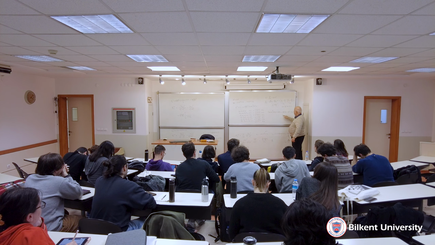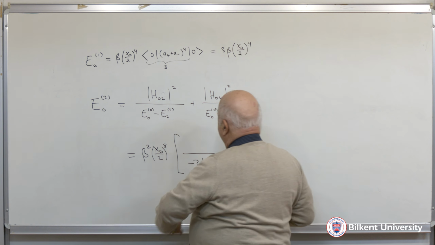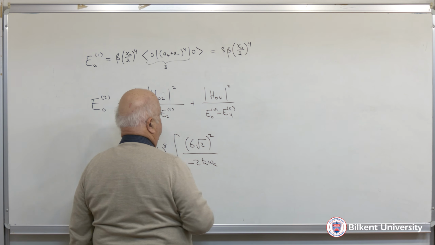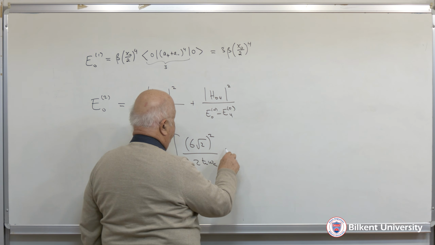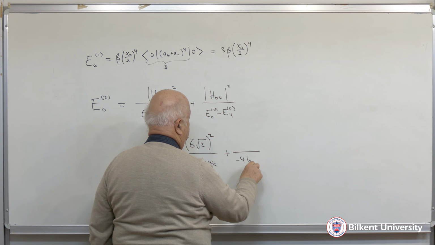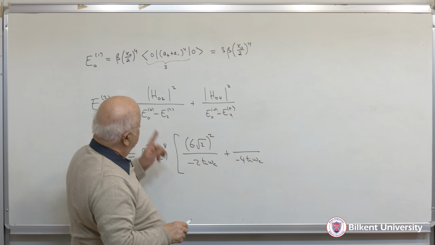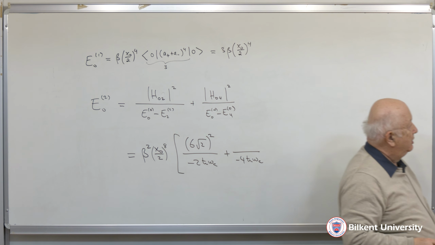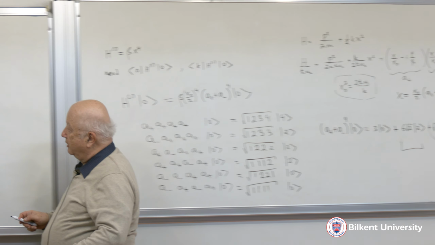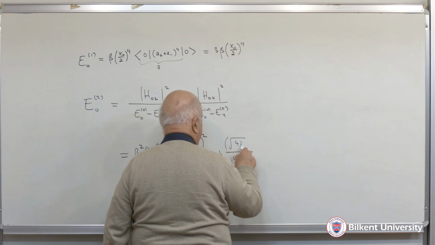Okay. When I take the inner product of that with 2, I'm going to get 6 square root of 2 squared. Then I have the other term, which is going to be minus 4 h bar omega c, and h04 squared. So that's going to pick out that term. So it's going to be the square of 4 factorial. Okay, something like this.